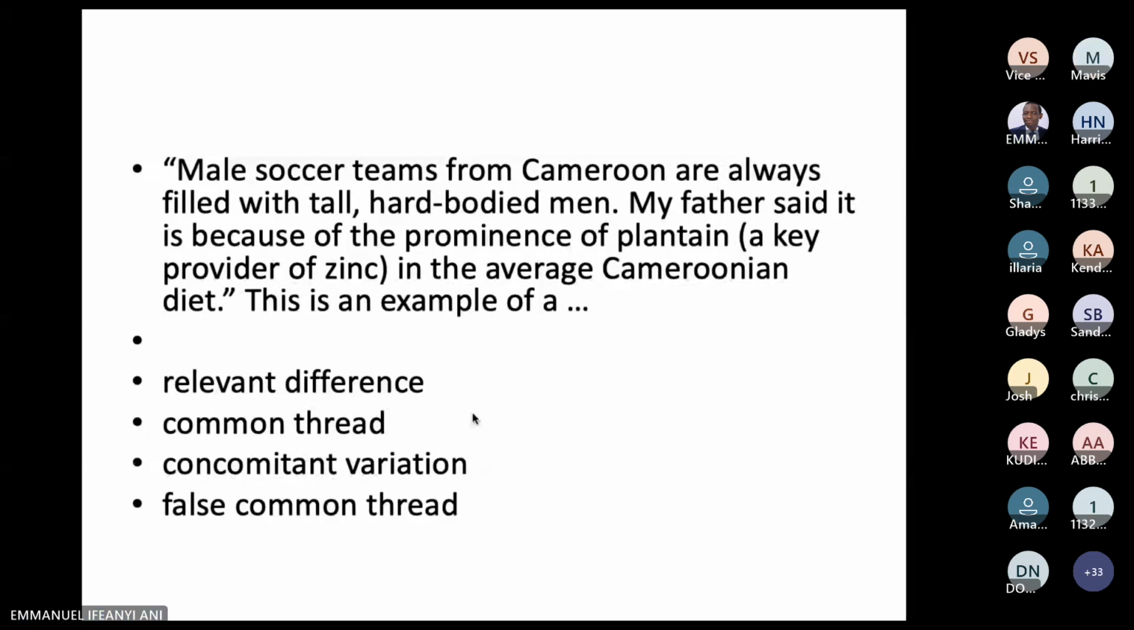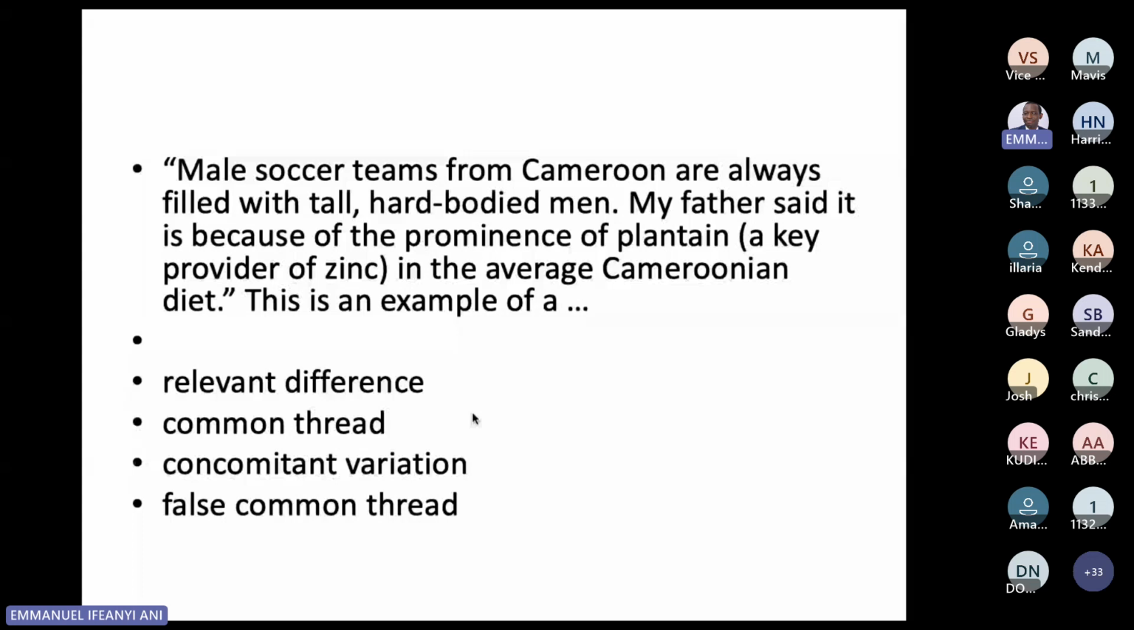Okay. So, but that doesn't answer why it is concomitant variation. If it is concomitant variation, then it is varying from something else. What is it varying from? Because the answer you provided suggests common thread, that it is common to Cameroonian people. But if you want to maintain concomitant variation, then what is it being varied from? Concomitant variation suggests that it is varying from something else.